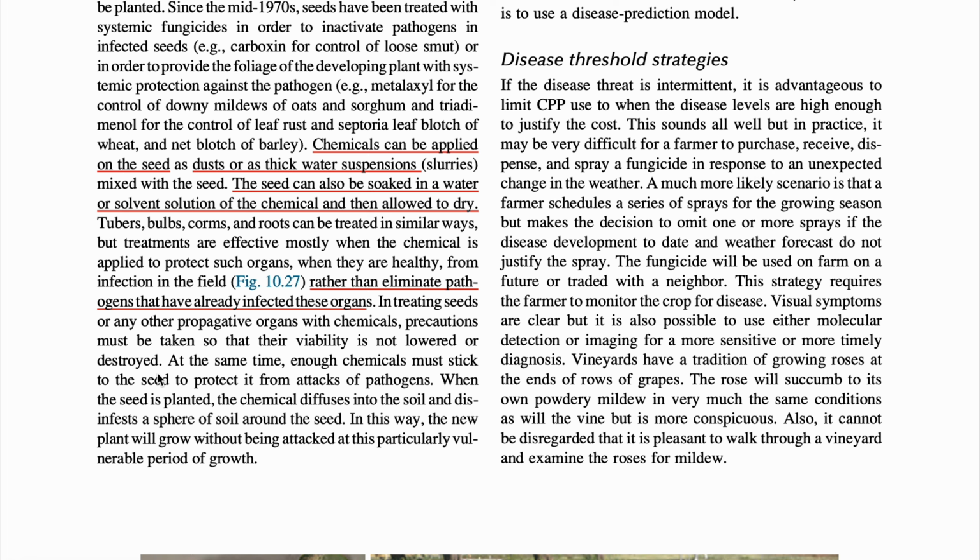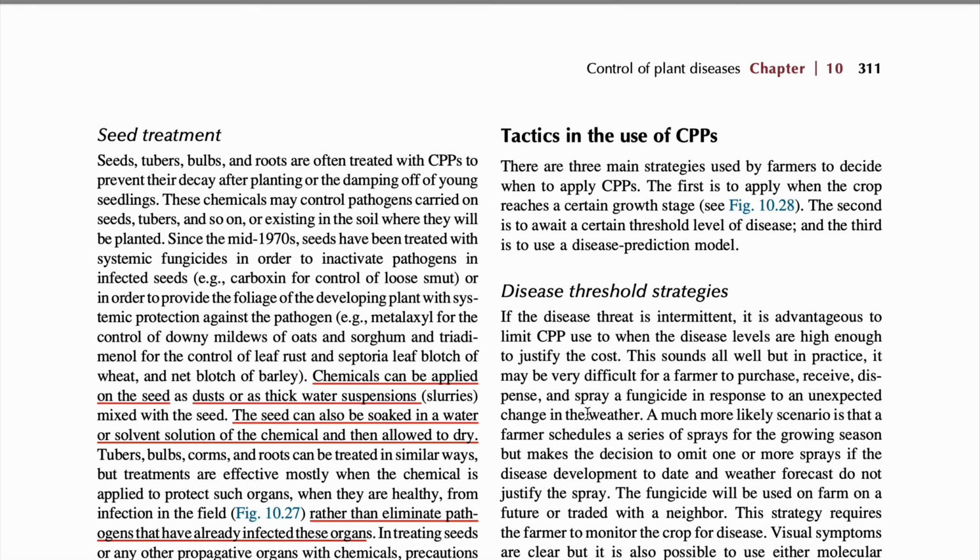In treating seeds or any other propagative organ with chemicals, precautions must be taken so that their viability is not lowered or destroyed. At the same time, enough chemical must stick to the seed to protect it from attacks of pathogens. When the seed is planted, the chemical diffuses into the soil and disinfects a sphere of soil around the seed. In this way, the new plant will grow without being attacked during its particularly vulnerable period of growth. Understood?